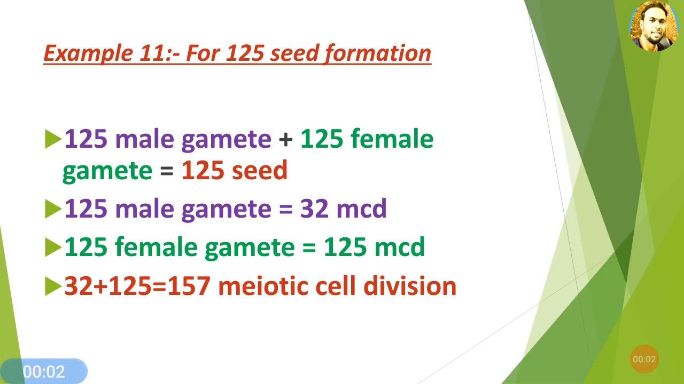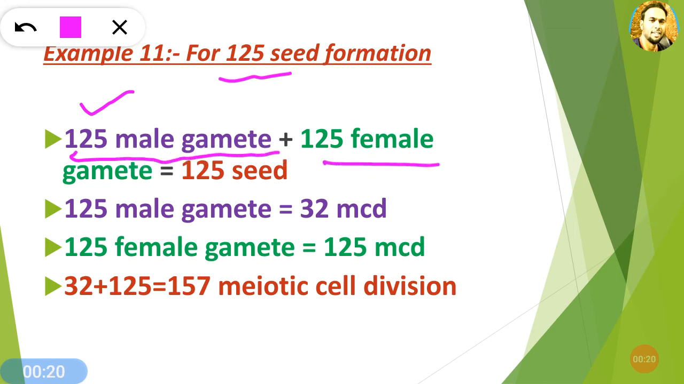Now we'll see example number 11. In example number 11, we'll see how a plant produces 125 seeds by how many meiotic cell divisions. For that, as you know, 125 male gametes plus 125 female gametes are needed. When these 125 male gametes fuse with the 125 female gametes, they will produce 125 seeds. So for these 125 seeds, 125 male gametes are needed.